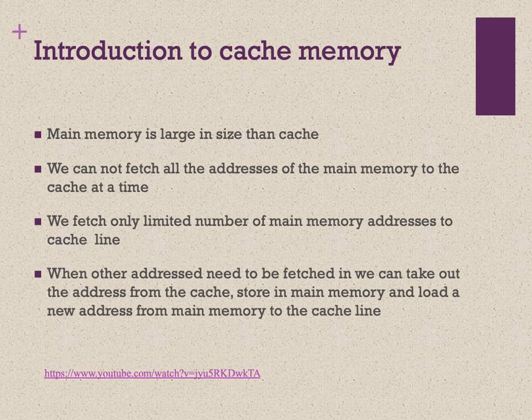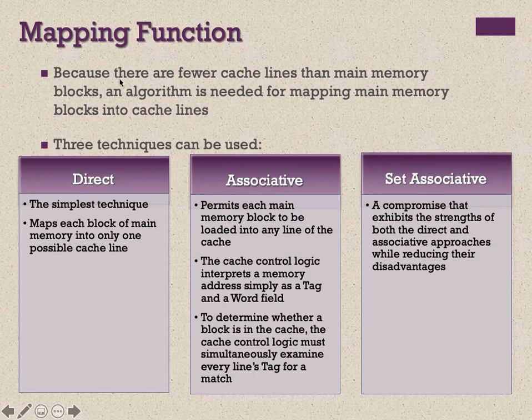So we cannot fetch all the addresses of the main memory to the cache at a time. We fetch only a limited number of main memory addresses to cache lines. When other addresses need to be fetched in, we can take out an address from the cache, store it in main memory, and load the new address from main memory to the cache. So these are certain mapping functions.